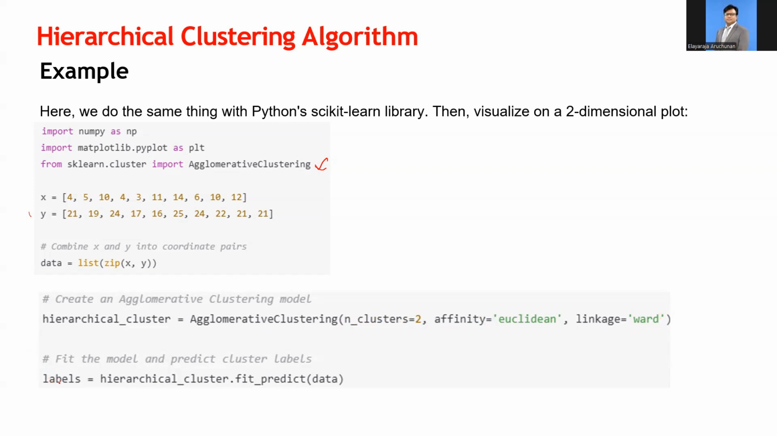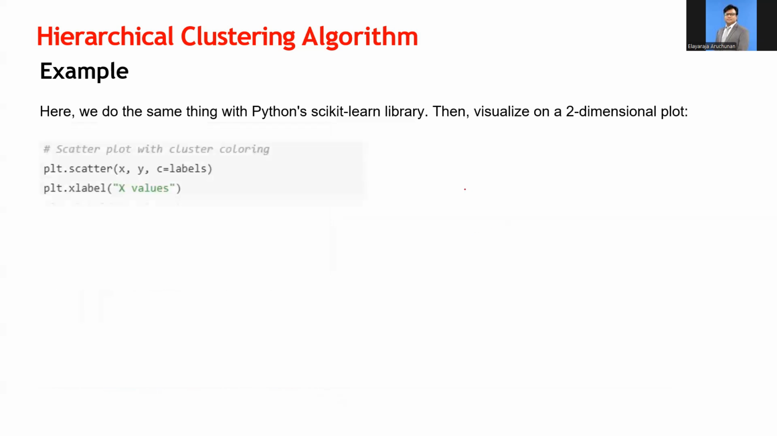And then we're going to fit the model and predict the cluster labels. In order to do that, we write labels equal to hierarchical_cluster.fit_predict(data). Okay, now once you're done, the next step is to plot the scatter.